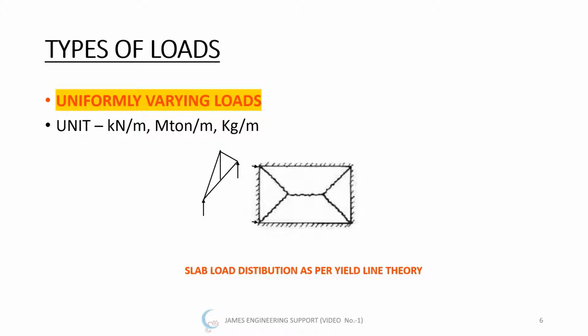Next is uniformly varying load. Its unit is kilonewton per meter, metric ton per meter, or kg per meter. It could be anything else like newton per meter also.